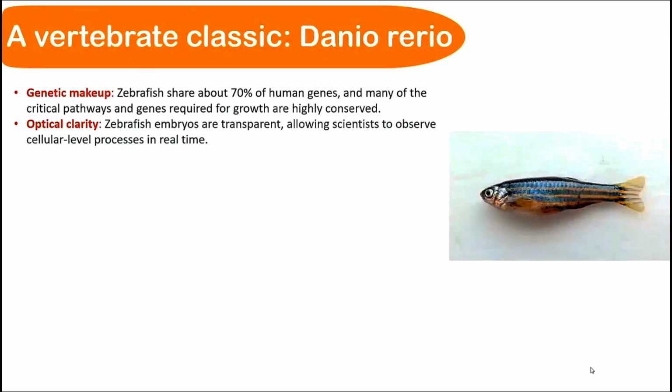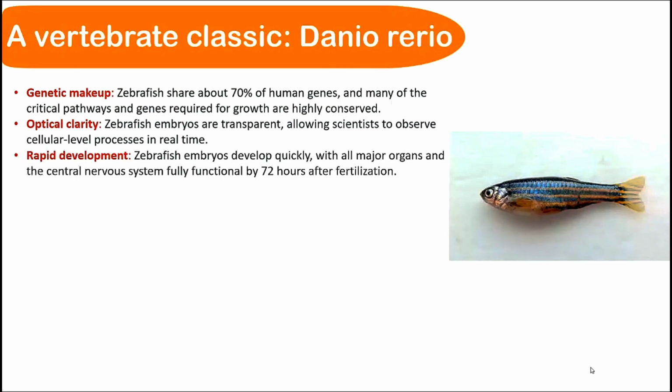So it is easy for one to observe the developmental stages and developmental changes in these embryos in real time, even at the cellular level as well. And it takes around, say, 72 hours only after fertilization for the development of important organs, vital organs, as well as the major part of the nervous system, that is the central nervous system also.